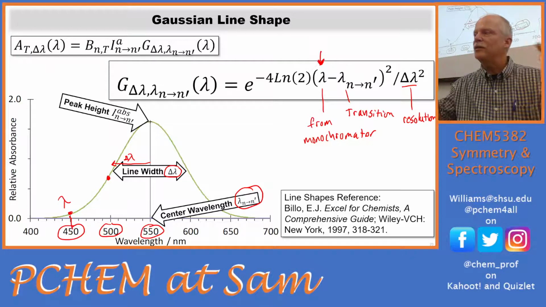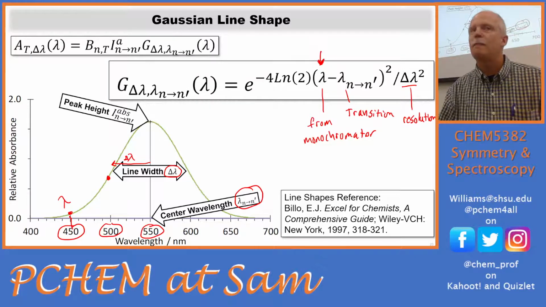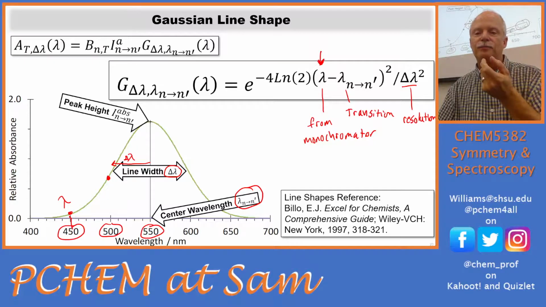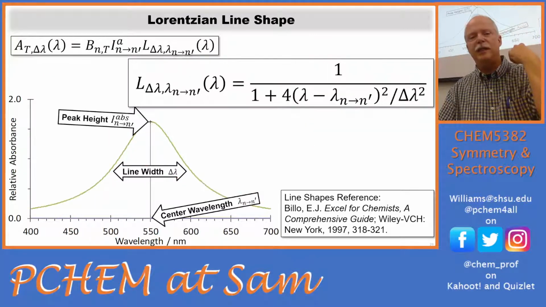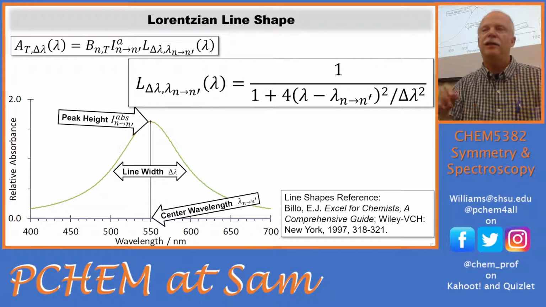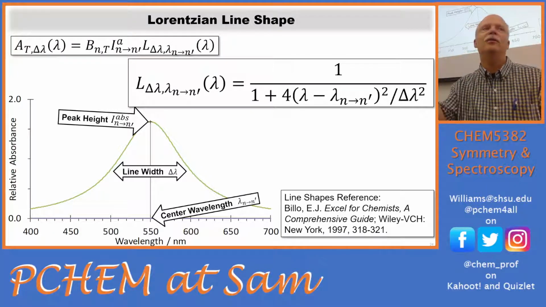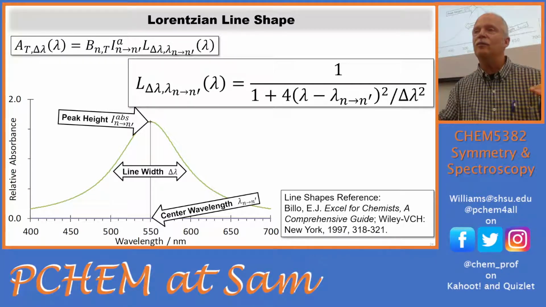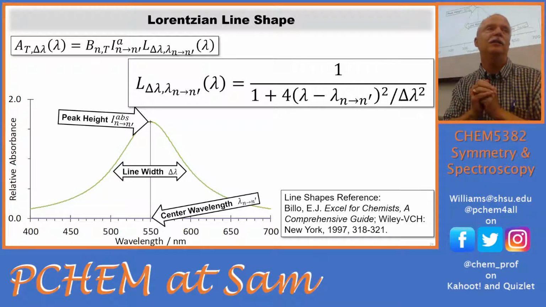Okay, so Gaussian shape is pretty common. If you have something like a gas phase molecule, cold temperature, a super high resolution spectrometer, you might have this peak shape, the Lorentzian. This is the one you get theoretically if you take the Heisenberg uncertainty principle and apply it to the stick spectrum and calculate what the uncertainty principle would give you in terms of the peak shape. This is the peak shape that you get.